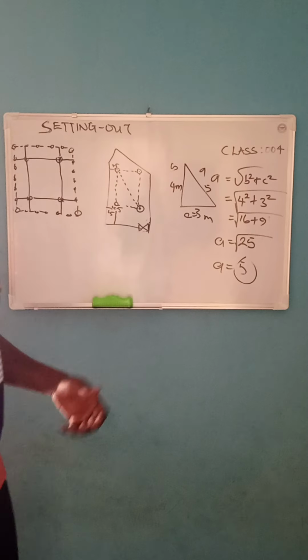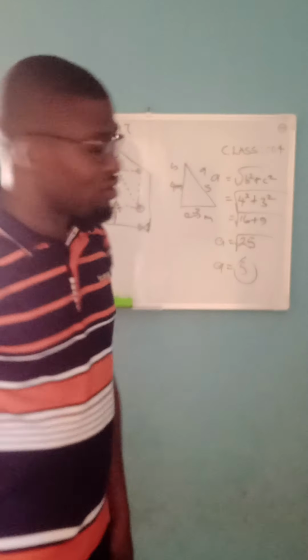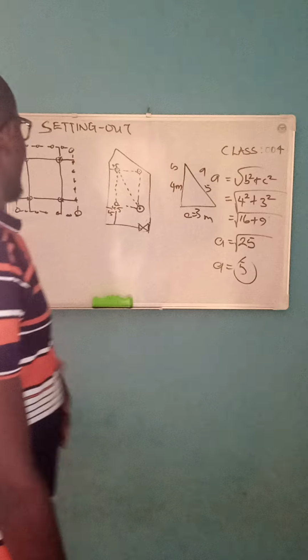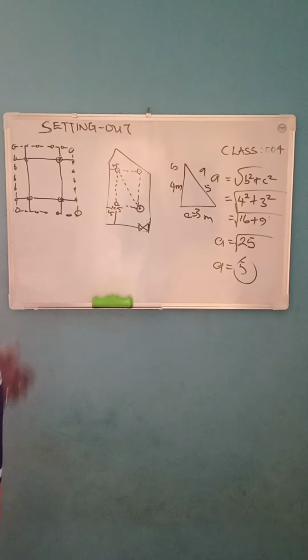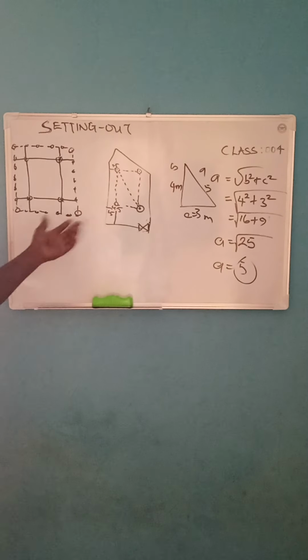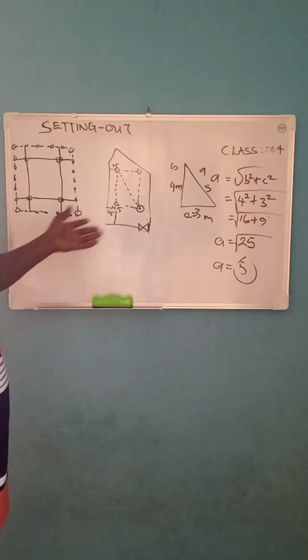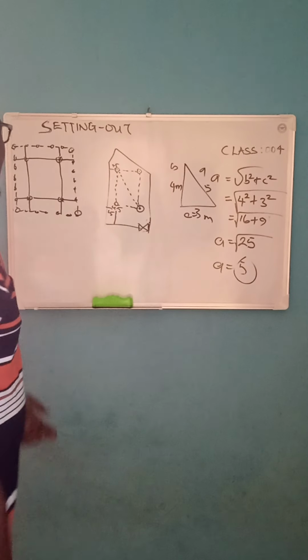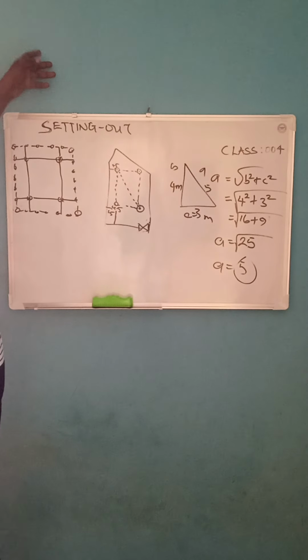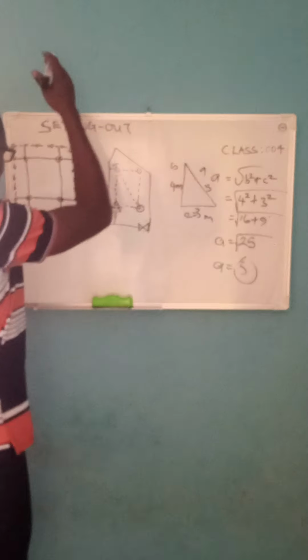Here, we're not using Theodolite or Total Station. We are just using the Pythagoras square method and rope. Now, your colleague can go to the other side. You stay this side. You drag the rope.